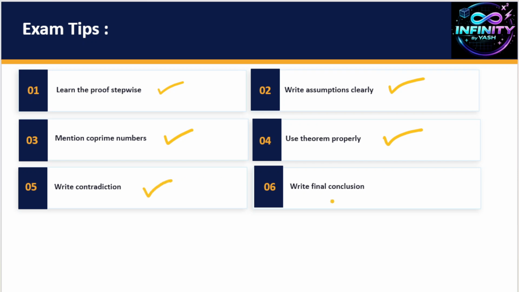Then write the contradiction. Write the contradiction, which means both a and b are divisible by the same number, but they are coprime numbers, which is a contradiction, like that. Then write the final conclusion as: therefore our assumption is wrong. For example, root 2 is irrational or root 5 is irrational. You have to write the final conclusion properly.